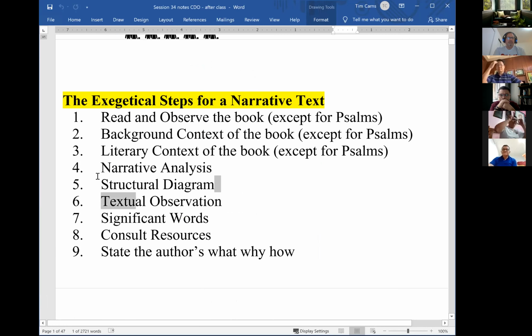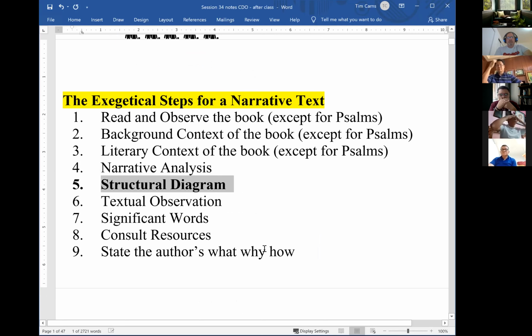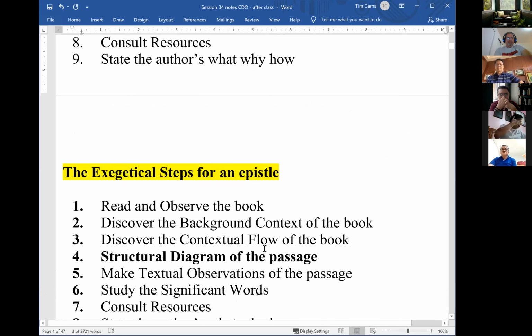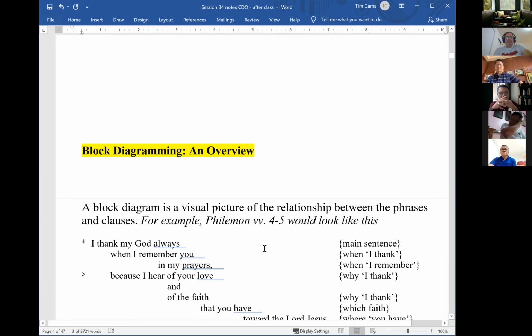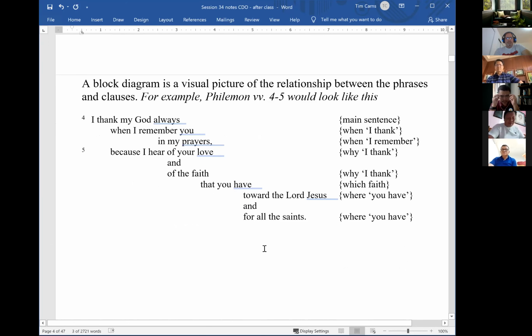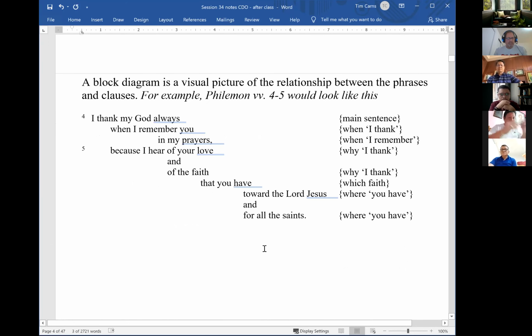Again, our focus today will be back on the structural diagram. And what I wanted to do was, of course, you've seen this. I'm going to use Philemon as an example for us, but this is what we're after when we talk about a structural diagram or a block diagram, right? It's where we've broken up a sentence, a paragraph, into each of its phrases and its clauses. And so here you have that, and it's a visual representation of how each phrase and clause works within the sentence.